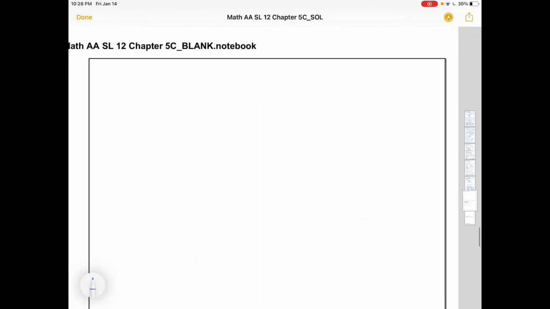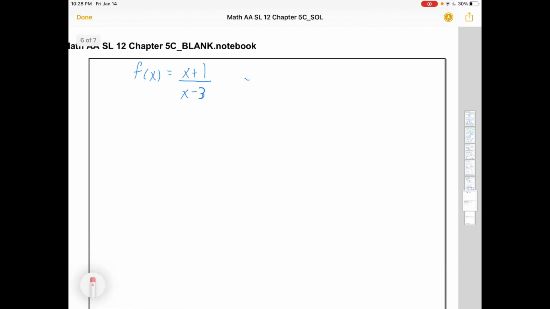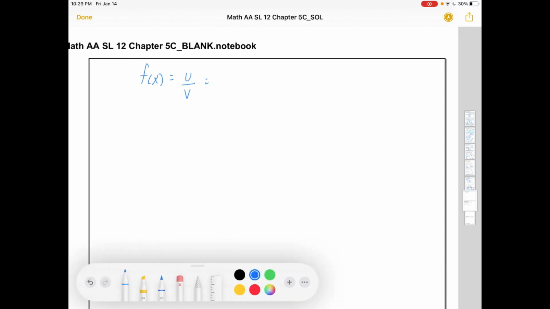So the next question is, what happens if you differentiate when you have division? So what if I had x plus 1 all over x minus 3? Would it be okay to just say f prime is 1 over 1? And you can guess the answer is no, because that original function is not linear. It's not going to have a slope of 1 everywhere. So now that we've done some products, it might cause us to investigate what happens if you have a quotient.